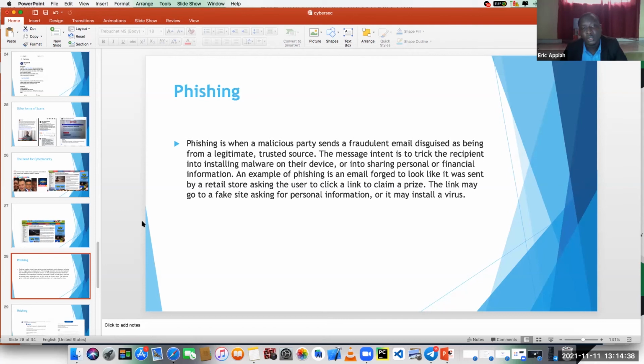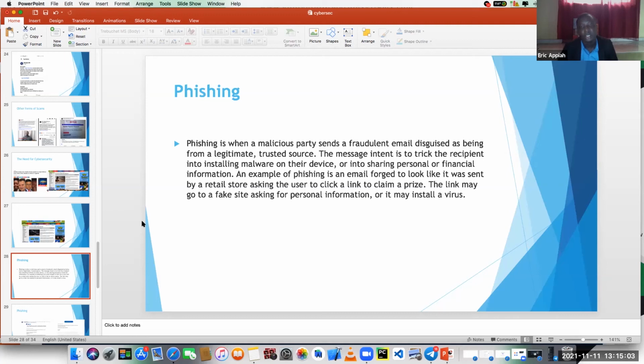So I would want to explain what phishing is. Phishing is a malicious intent of sending fraudulent email disguised as being from a legitimate or trusted source. So we can send you an email that is purported to be from MTN or even your bank. And then the moment you click on it and enter your details, we get your details.